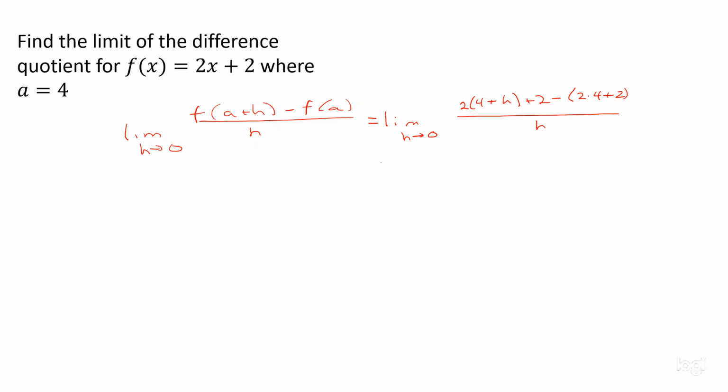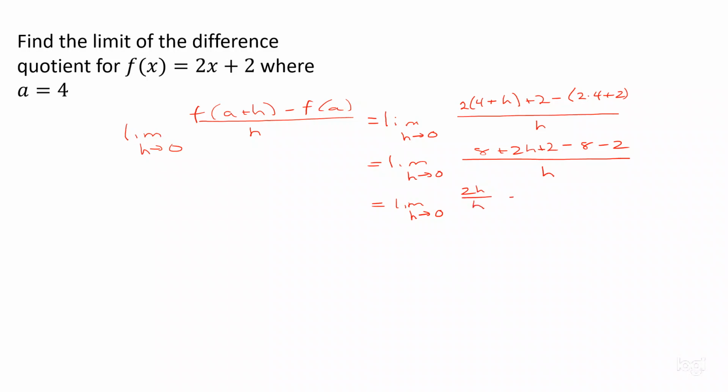And so now we're going to multiply this out. So we have the limit as h goes to 0. Draw our line. This is 8 plus 2h, distributing the 2, plus 2, minus, and I'll distribute the minus sign, so minus 8 minus 2, all divided by h. And now you can see you've got an 8 here and a minus 8 here, a plus 2 here and a minus 2 here, and so we're left with the limit as h goes to 0 of 2h divided by h.